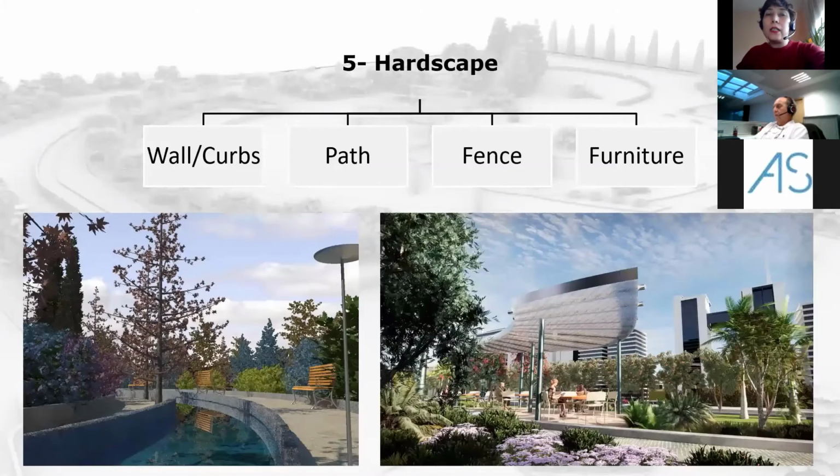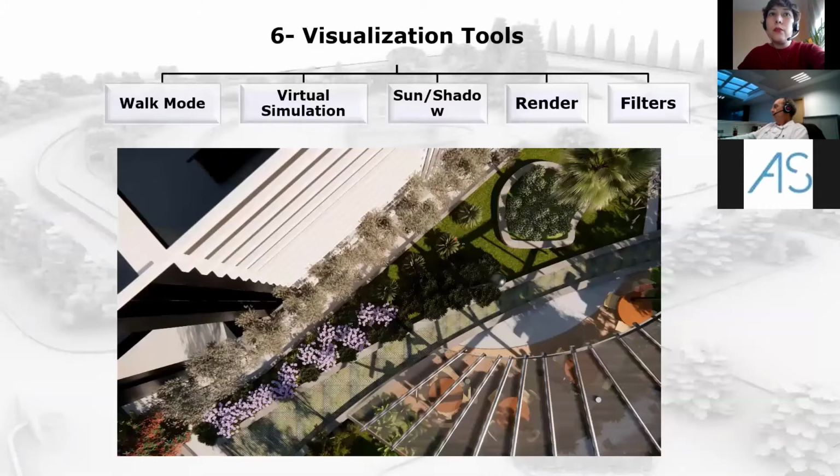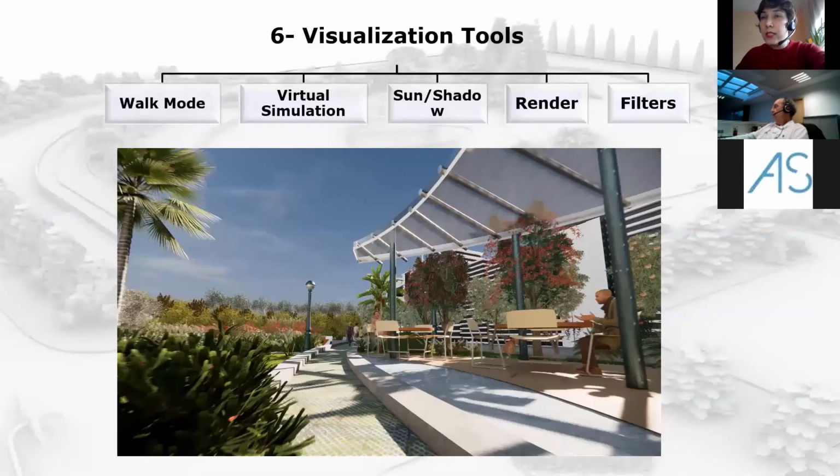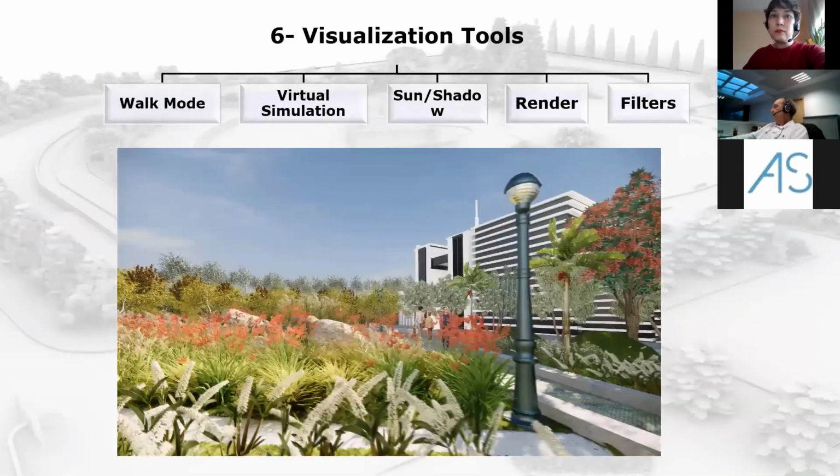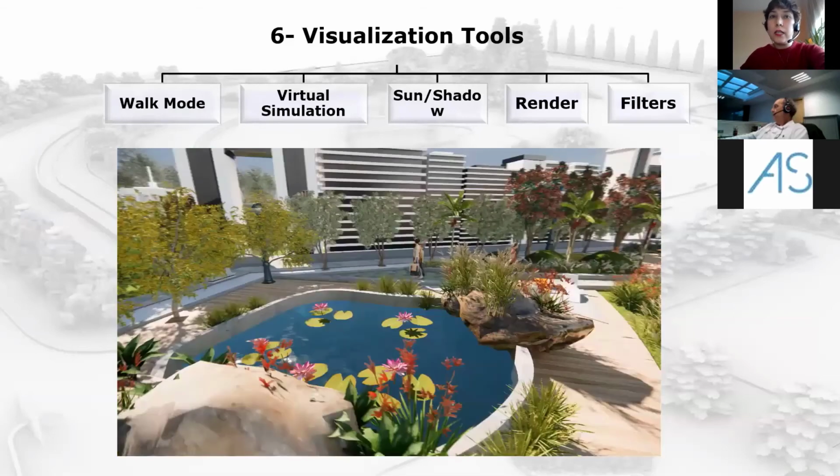Another feature in landsdesign is the hardscape tools that are including parametric walls and curves, parametric paths, parametric fence, and block library of urban furniture inside the program. But of course, in addition, you are able to import other blocks, other furniture from supported programs like SketchUp. There are visualization tools like Walk Mode, visual simulation, sun and shadow tools. There are different render possibilities that are compatible with landsdesign, and some image filters inside the program. This animation, as you see, is produced with landsdesign and the help of a render, in this case, Enscape.